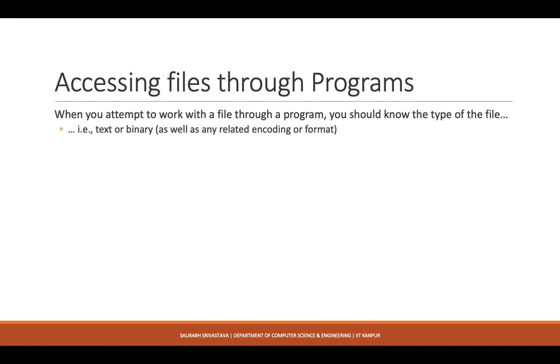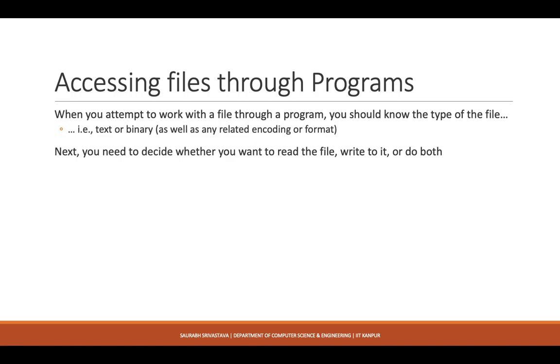Now, if you want to access these files through some program, and when I say program, it need not just be a C program. The concepts also apply to other languages as well: C, C++, Java, Python. Usually, all these languages treat character files and binary files differently. So whenever you want to access a file through some program, the first thing you need to know is whether the file is a text file or a binary file.